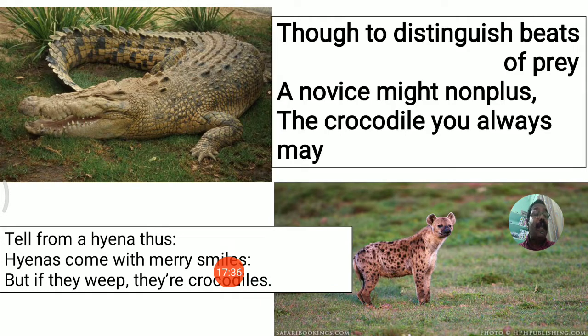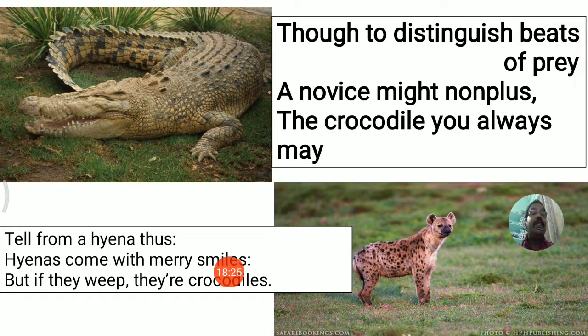And if he has those doubts, then the poet says that there is an easy way to distinguish these animals. So a novice can identify a hyena from a crocodile in this way. If the animal comes with merry smiles, it is a hyena, and if it weeps, it is a crocodile. The hyena's call, the sound it creates, actually sounds similar to a human being laughing, and often it comes showing its teeth, and that is why the poet says that a hyena comes with smiles. If the animal that comes towards you comes with a smile, you can identify it to be a hyena, and if the animal sheds tears, you can identify it to be the crocodile.